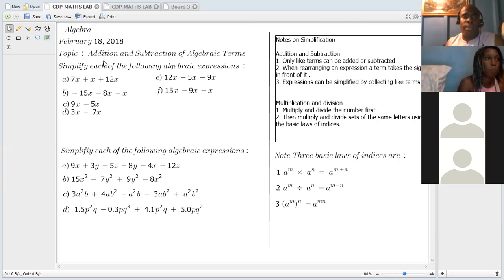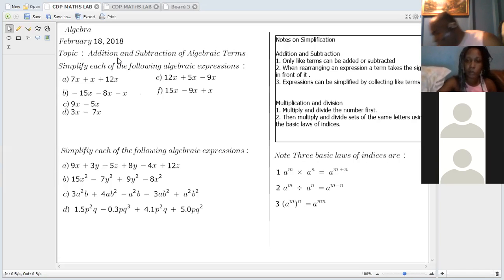Alright. The topic here says addition and subtraction of algebraic terms. Simplify each of the following algebraic expressions. Can somebody give me the answer for A, please? Should I call on a name or you tell me right away? Should I call on a name? Trudy, what's the answer?